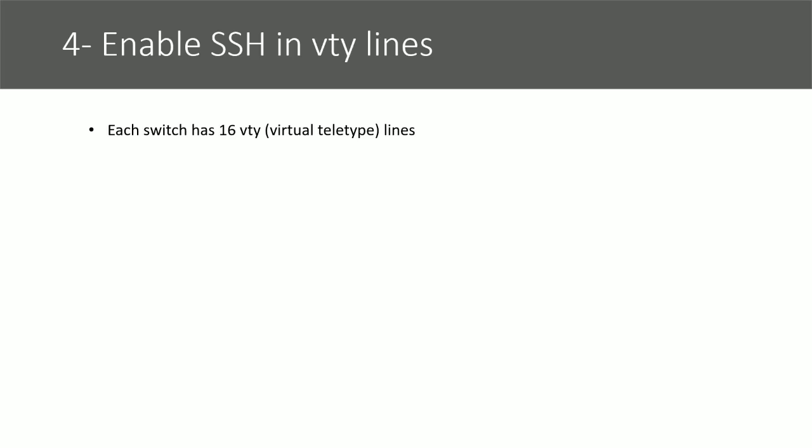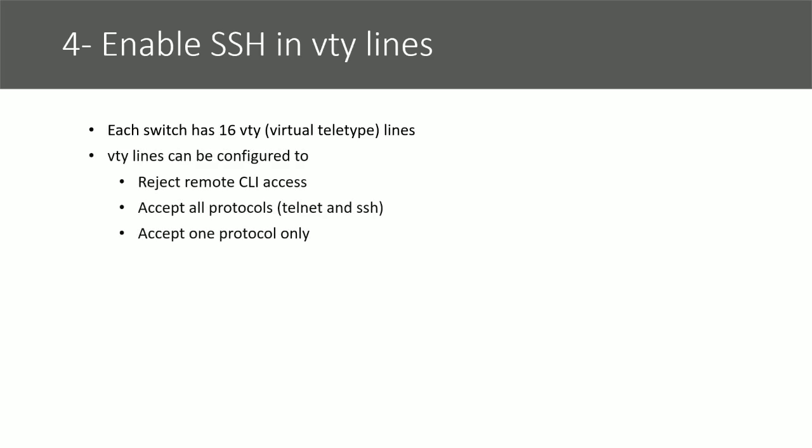Each switch has 16 VTY or virtual teletype lines. These VTY lines are used for remote access, whether being Telnet or SSH. VTY lines can be configured to reject all remote CLI access to the switch. So in some cases, you want to configure the switch to be managed only using console and not any remote access. This is not common, and most engineers, they want to be able to manage switches remotely.